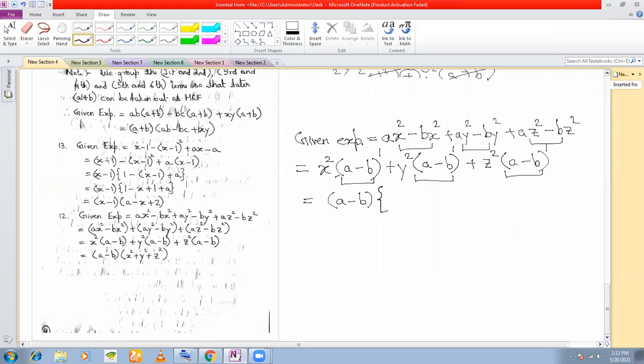If I take out a minus b, what am I left with? From the first one, I'm left with only x square. Again, a minus b from this, I'm left with plus y square. Again, a minus b from this, I'm left with z square. So what are the factors? a minus b and x square plus y square plus z square. That's it. Okay, so I'll stop here for today.